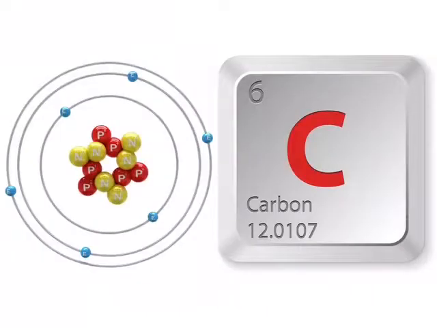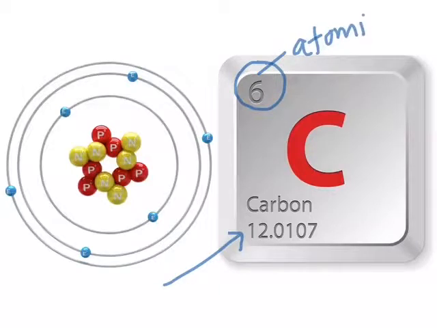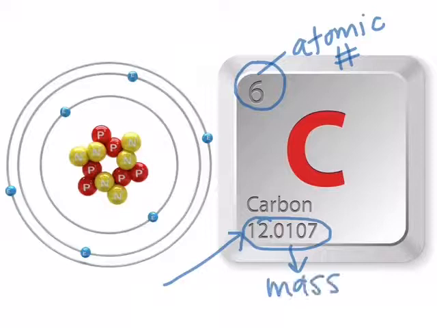On the periodic table, you see squares for each element that look like this one. On these squares are two really important numbers. The first one is the atomic number, which is up at the top. So the atomic number for carbon is 6. The second important number is the atomic mass, which is at the bottom. And that is the number of protons and the number of neutrons added together.